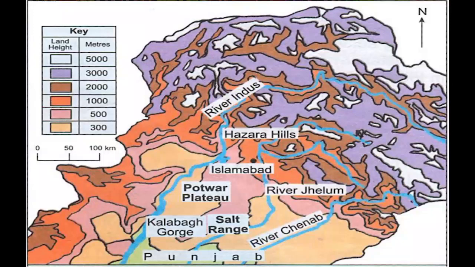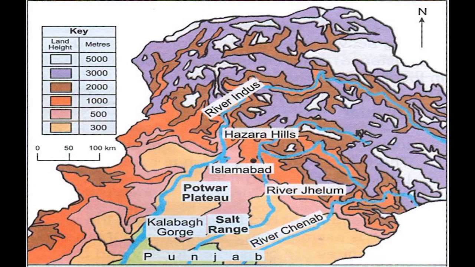Now look at the map. You can see the Pothowar Plateau now. The Pothowar Plateau is bounded on the east by River Jhelum and on the west by River Indus. In the north, the plateau extends to the northern slope of Kala Chitta Range and Margalla Hills.